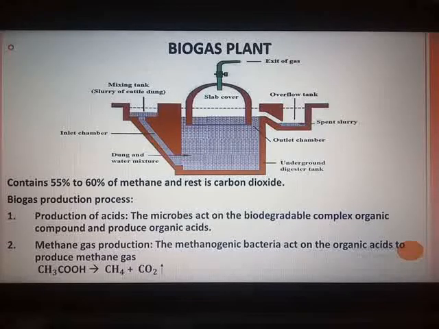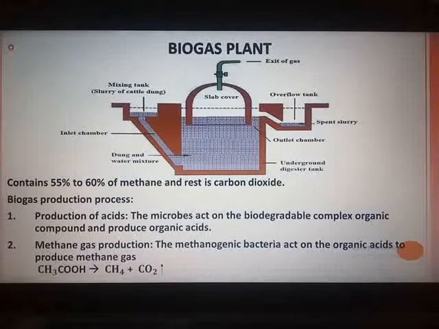What does this biogas contain? It contains 55% to 60% of methane, and the rest is carbon dioxide. This biogas is a fuel which is very convenient to use. In addition to this, it is also a very good manure and is also produced as a side product of the process. See how useful this biogas is, especially in the rural parts of not only our country but in different parts of the world.